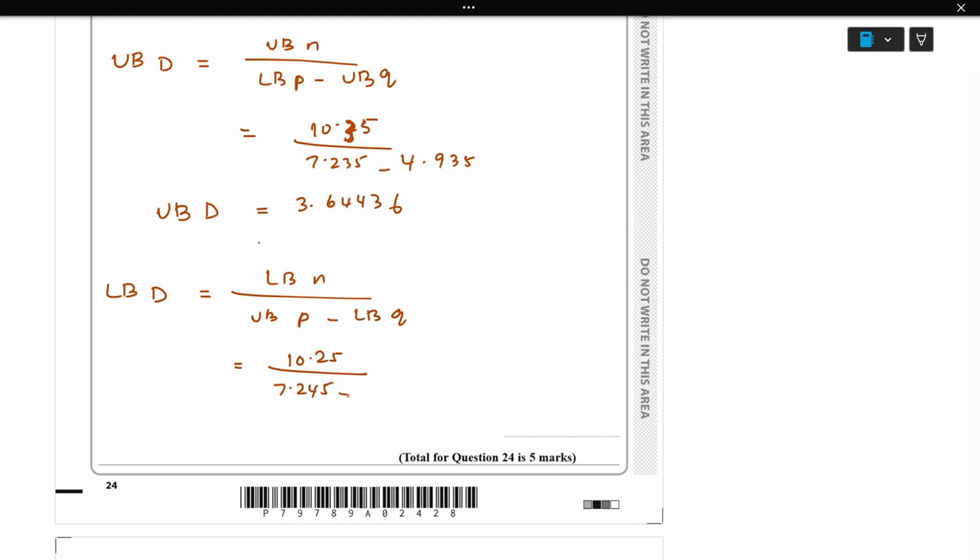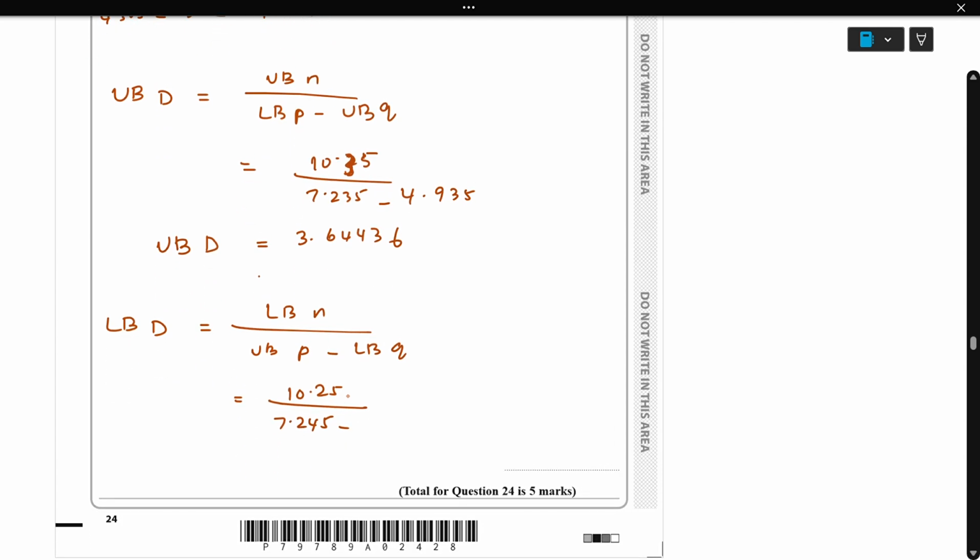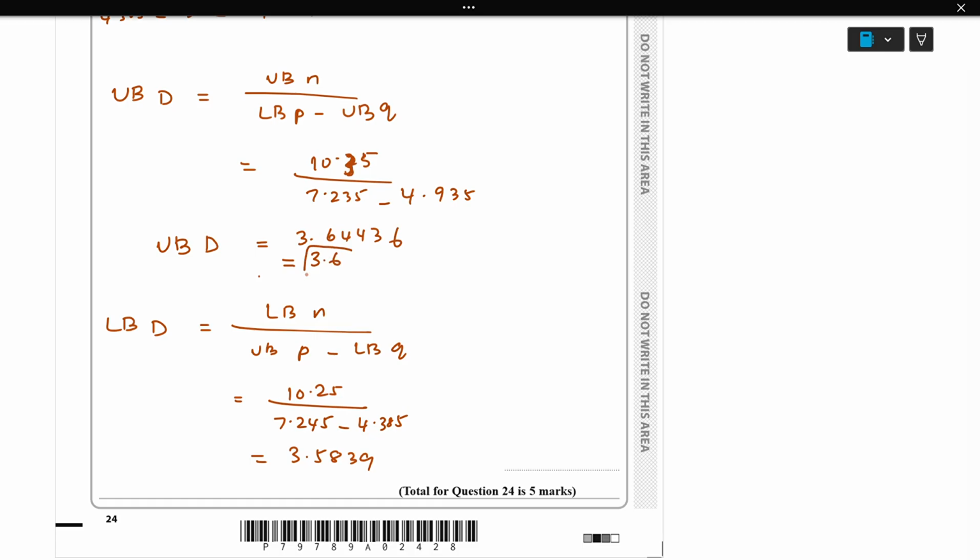7.245 minus the lower bound of Q, which is 4.385, which is 3.5839. So when you compare both and round to 1 decimal place, we will get 3.6 here, and here also when you round to 1 decimal place, it is 3.6. The final answer is going to be 3.6.